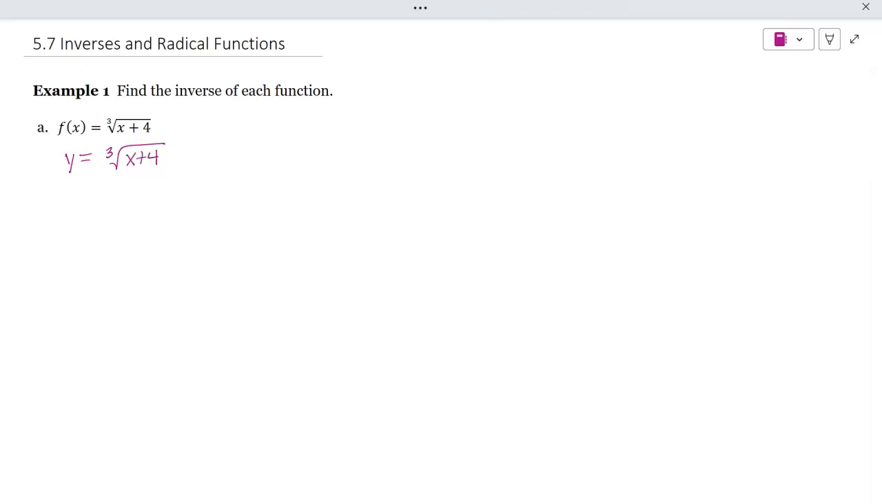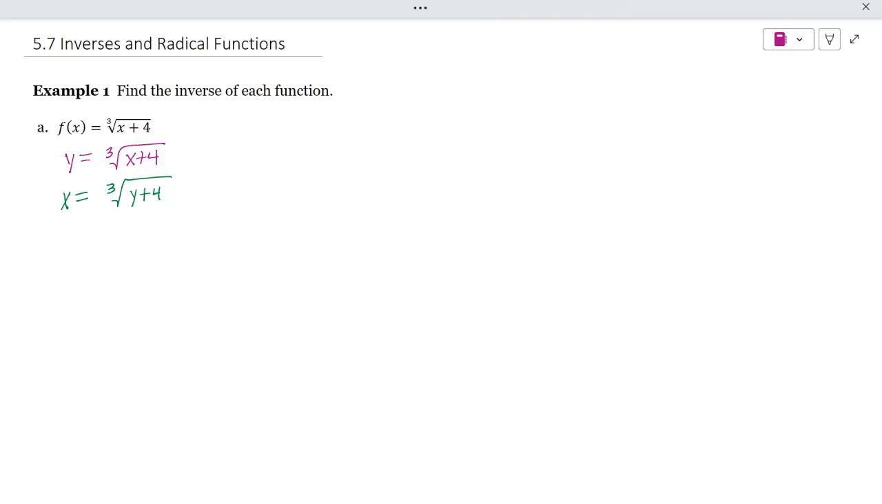All right. Step 2 is to exchange x and y. Remember that inverse functions are reflections across the line y equals x. After we find the answer here, we'll go look at Desmos and see that. So I'm going to exchange where x and y are. So I'm going to write that x is equal to the cube root of y plus 4.